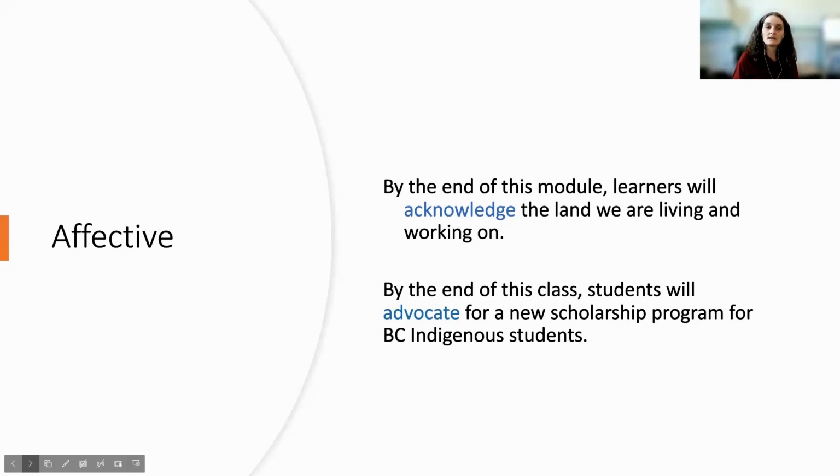I spend some time here in my courses now. I didn't used to. But for example, a learning outcome in the affective domain would be, by the end of this module, learners will acknowledge the land that we're living and working on. So the acknowledgement is an affective learning outcome. By the end of this class, students will advocate. That's much higher up, right? As we'll see, for the new scholarship program for BC Indigenous students.